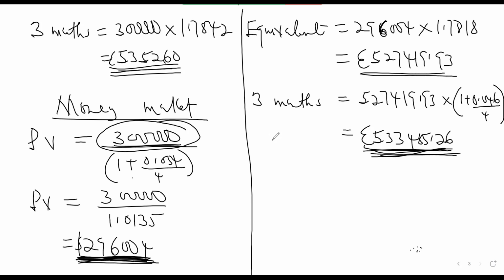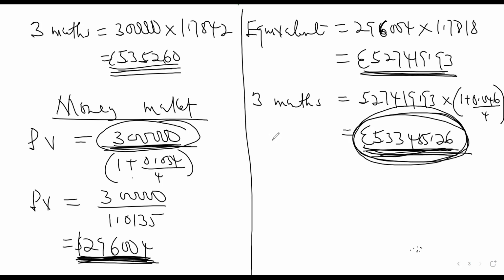Because you are going to be receiving the money in 3 months' time, you are going to be putting the equivalent amount, which is this one, into a local currency deposit, and that will be attracting 0.46. So this is the amount that the company will be receiving if they are using the forward market. This is the receiving, not the amount that they are paying. The amount that they are paying the bank will still be the 300,000.